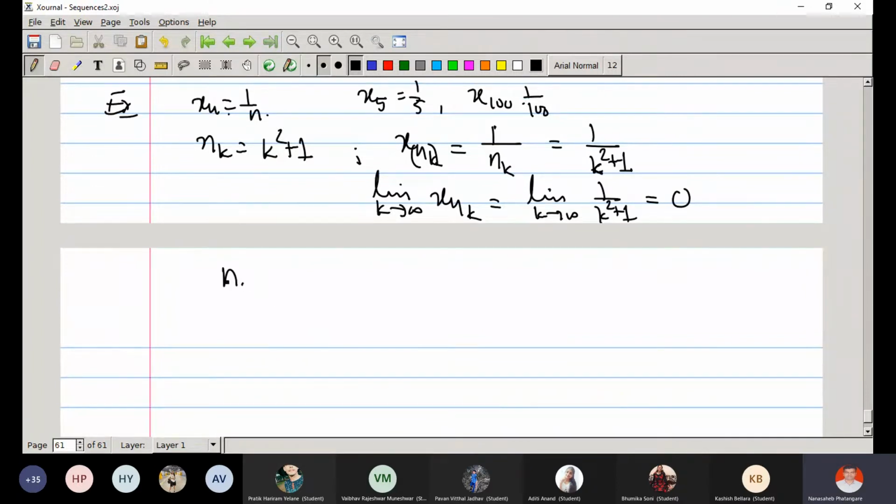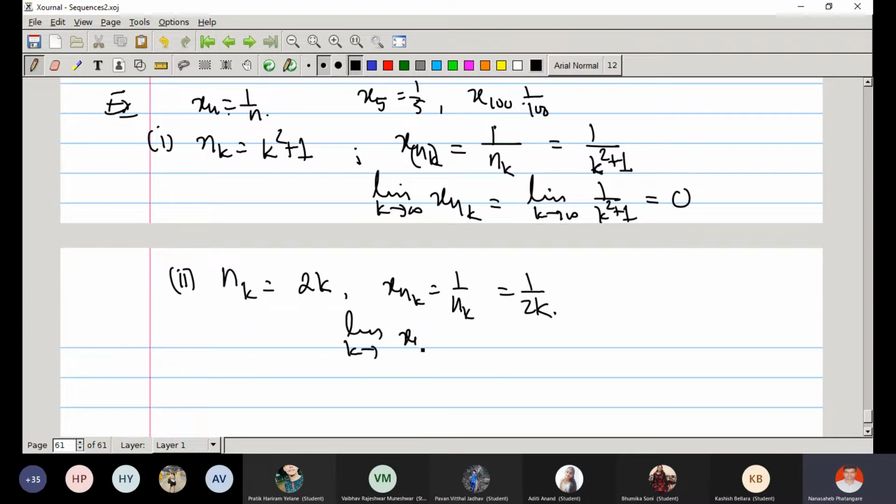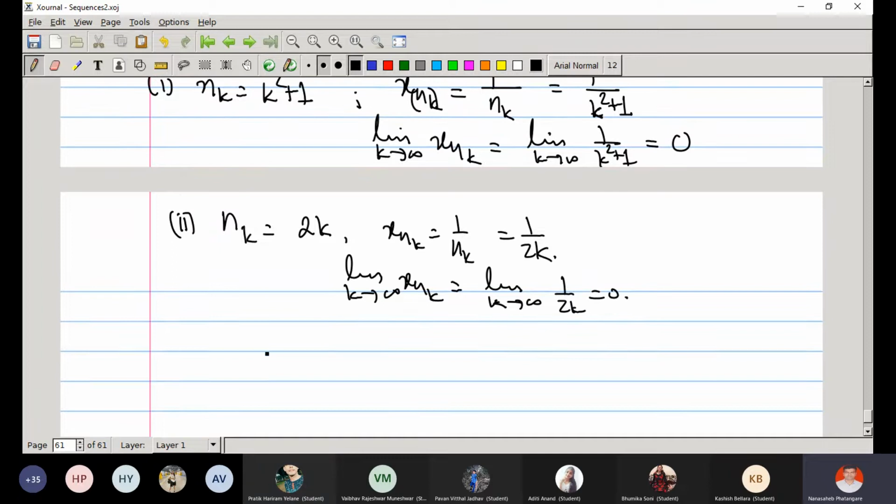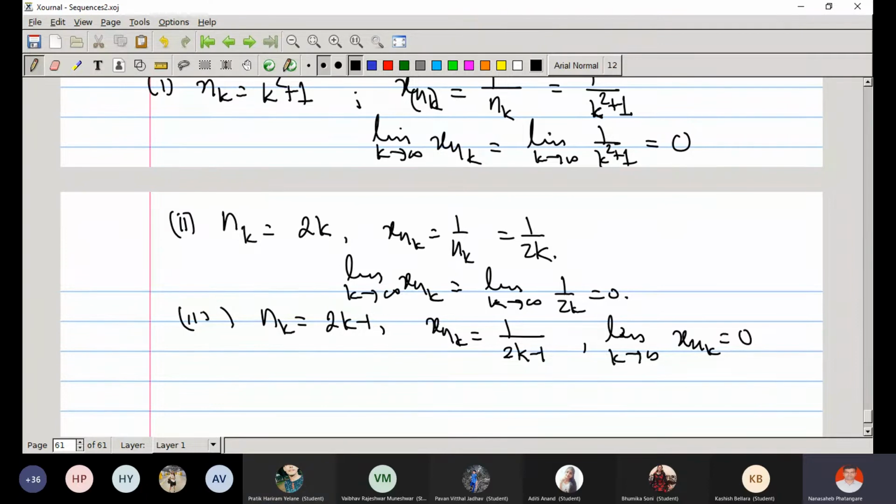This is one subsequence. Now I am looking at another. nk is equal to 2k. Then xnk is 1 upon nk, which is 1 by 2k. And the limit of xnk is 0. Let us see another, with odd suffixes. nk is equal to 2k minus 1. Then xnk is 1 upon 2k minus 1. And the limit as k tends to infinity of xnk is 0. So here every time the limit is coming out to be 0.